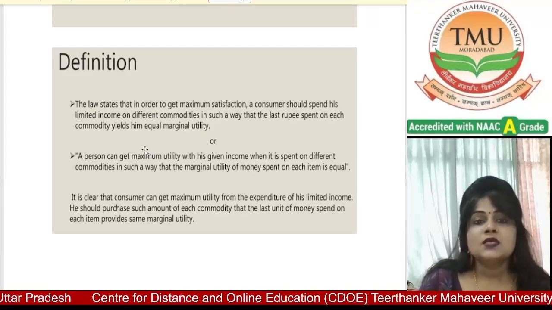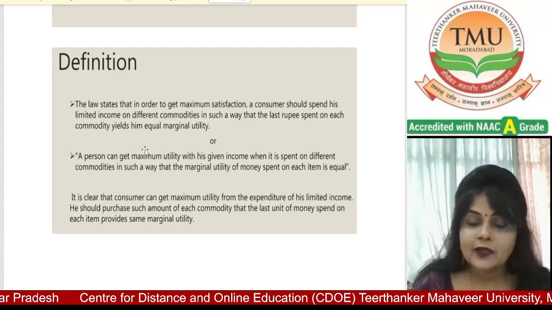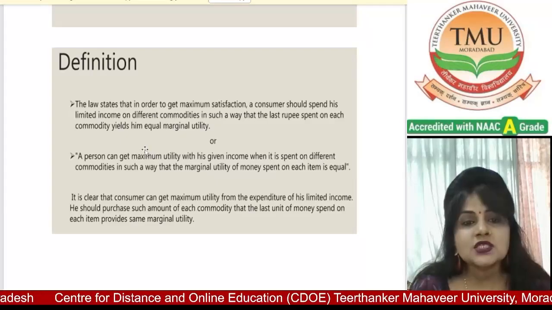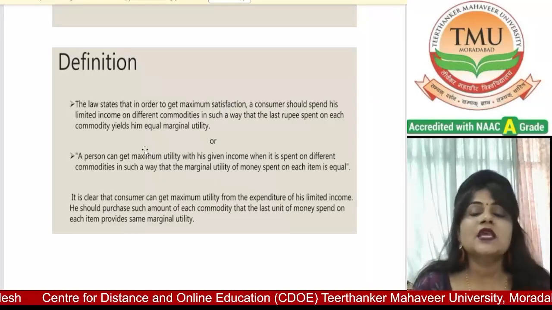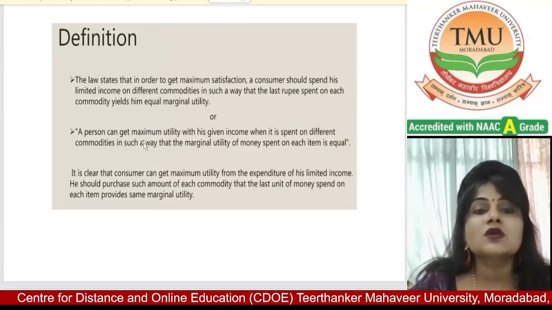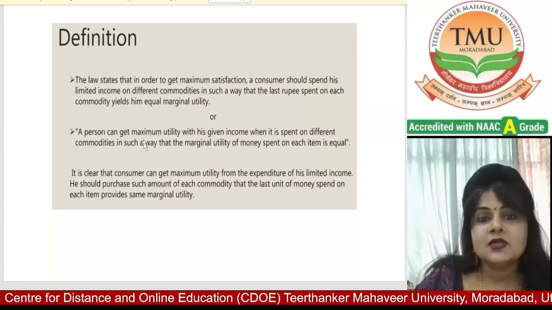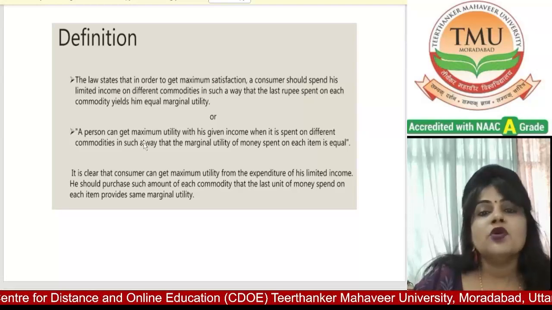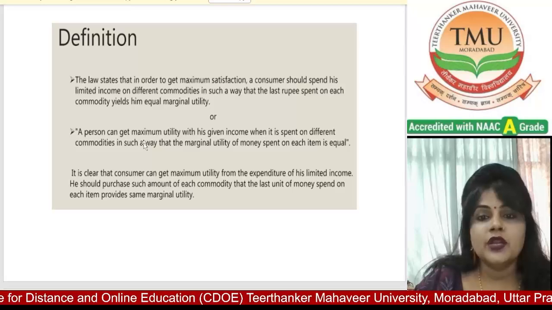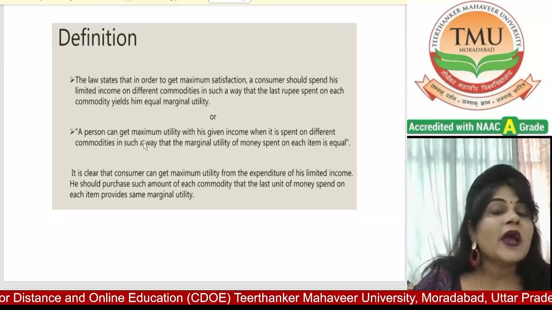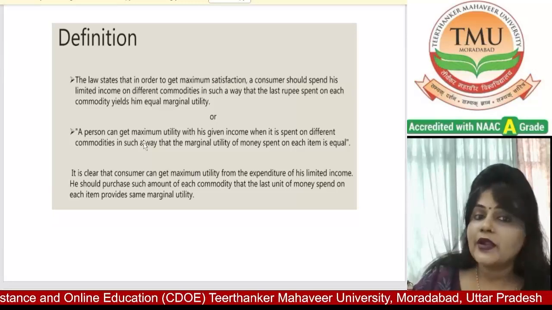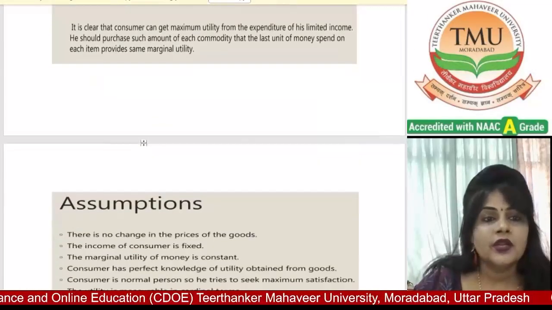He should purchase such an amount of each commodity that the last unit of money spent on each item provides the same marginal utility. It means a consumer spends his income in such a way that each commodity gives him the same marginal utility when he spends his income on different items.